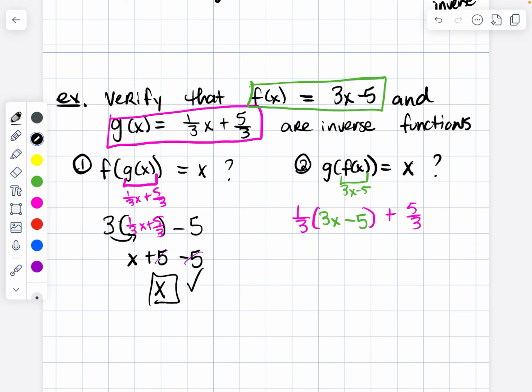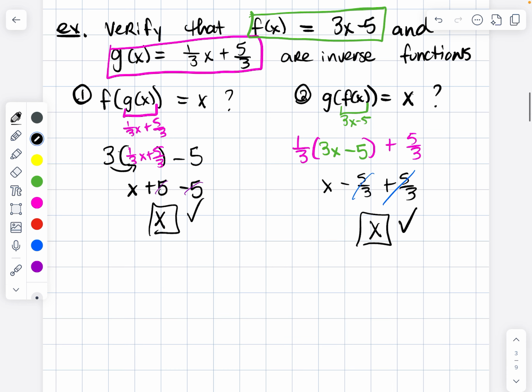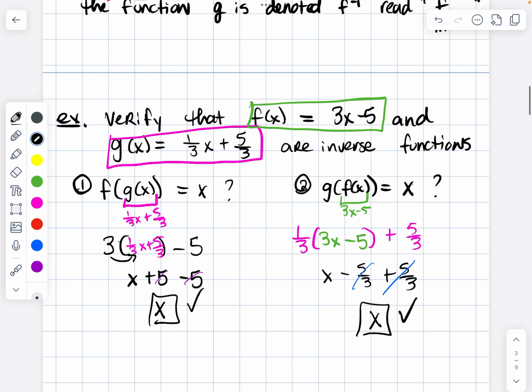So we're going to distribute the 1/3. 1/3 times 3x is just x. 1/3 times the negative 5 is minus 5 over 3. Plus 5 over 3. This is doing what we needed to do as well. And what we're left with is just x. So what does this mean? This means that our f of x and g of x are inverses.